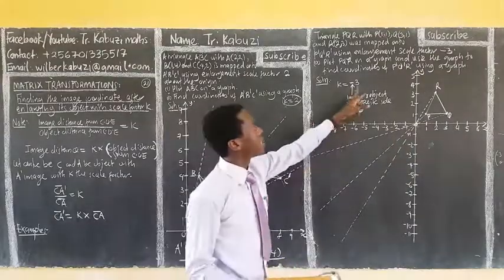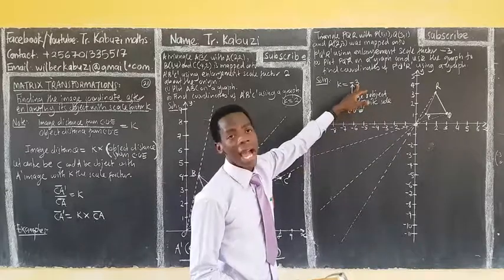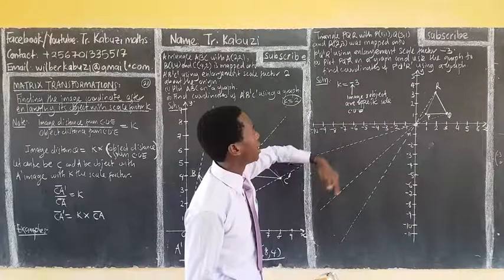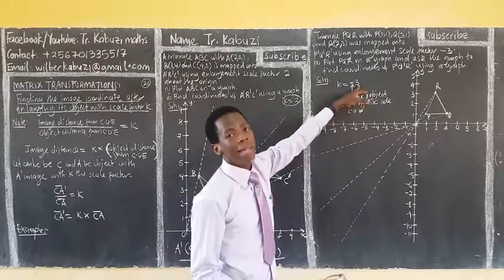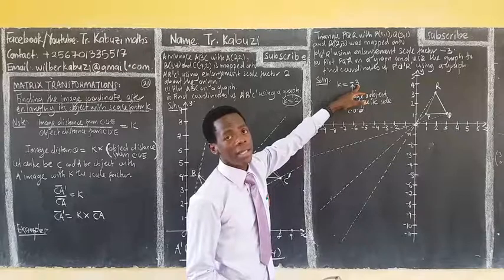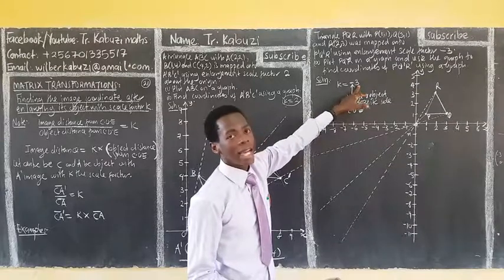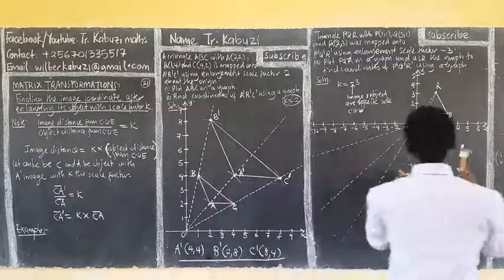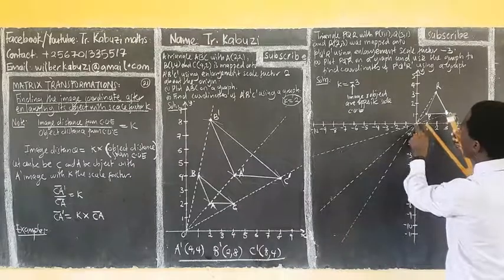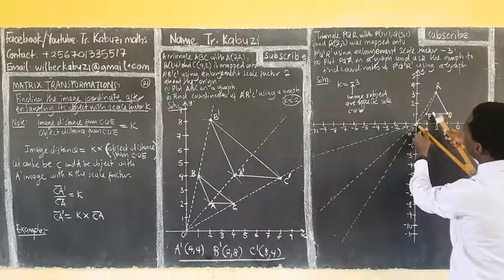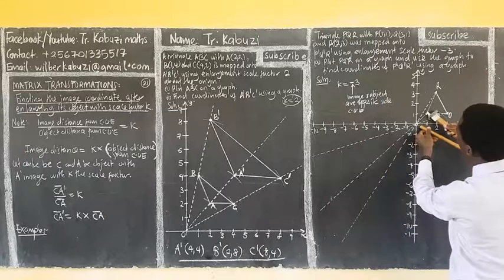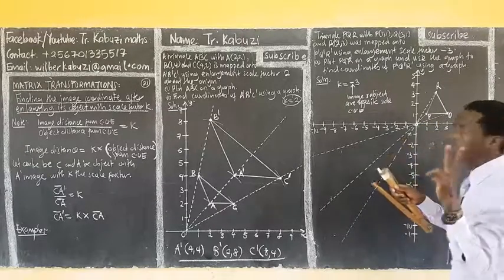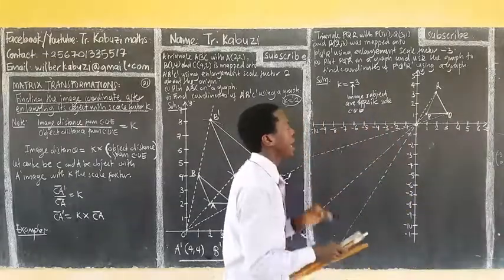This means the distance is going to be 3 times, and the negative just means you are going to the opposite side. So the image distance is going to be 3 times that of the object. Meaning, we measure the object first. We start with P. I measure the distance from the center to the object P. Let me measure. This is the distance. So I'm going to move 3 times this distance.